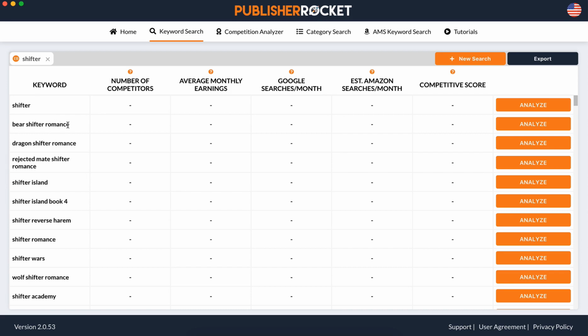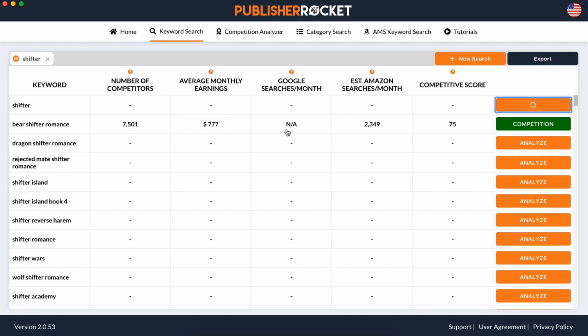So we have Bear Shifter Romance, Dragon Shifter Romance, Shifter Island. I know there's a series called that. Let's just take these ones at the top, and we're going to select the Analyze button. And this tells us a few things. A number of competitors. This is how many competitors we have in terms of books. Average monthly earnings is the average monthly earnings of these competitors, at least maybe just on the first page.